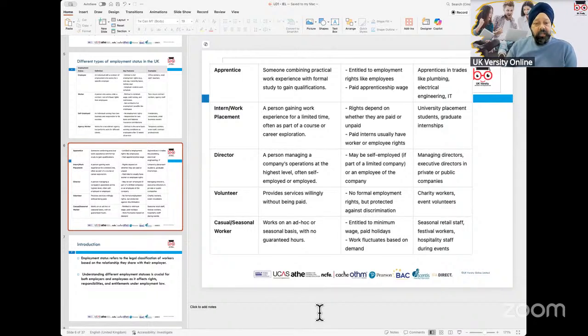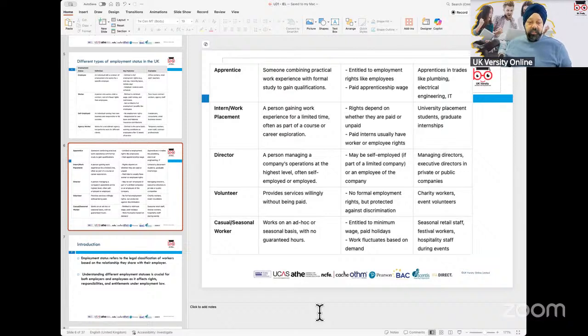So here, the director would have the same rights as the employees, and they would essentially also be bound by various employment legislation as a normal employee would be, provided you're working as an employee, or as a director, within your own business.